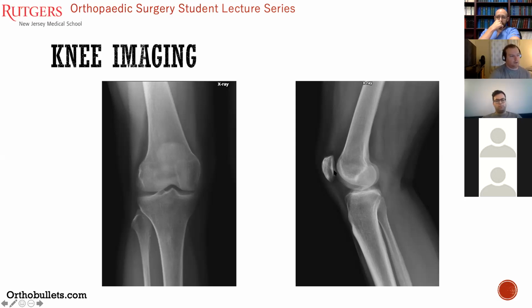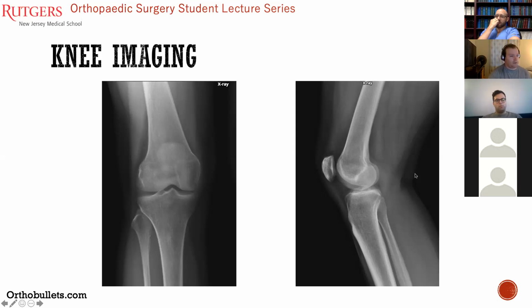Additionally, on the lateral, you again want to evaluate the patella. You'll evaluate the overall alignment of the knee joint itself. Again, you can also look at the soft tissues in terms of the patella tendon, quad tendon, as well as any particular effusion that you could see elevating the suprapatellar fat pad.